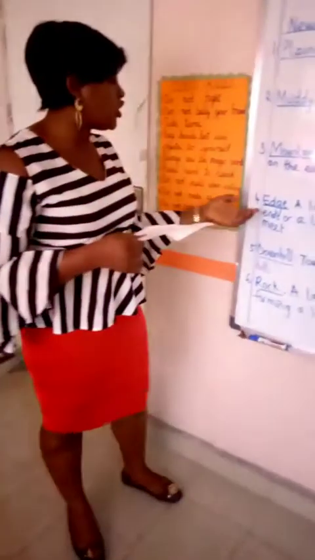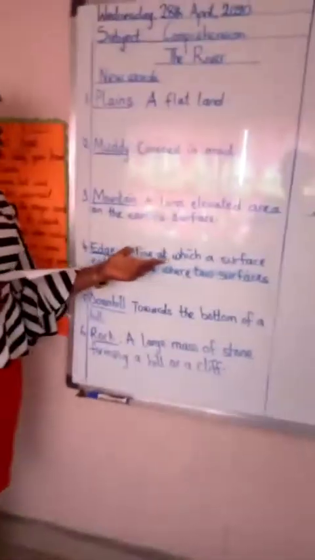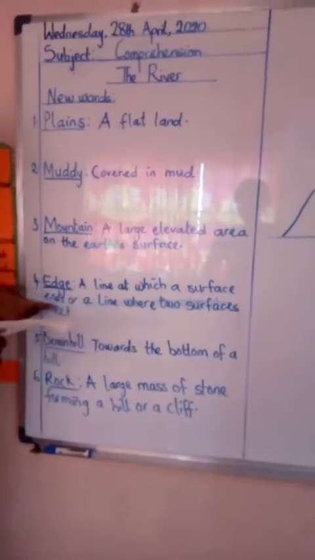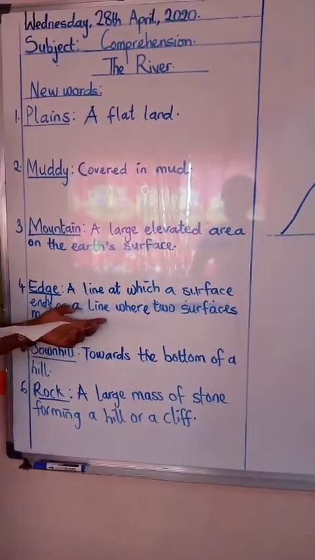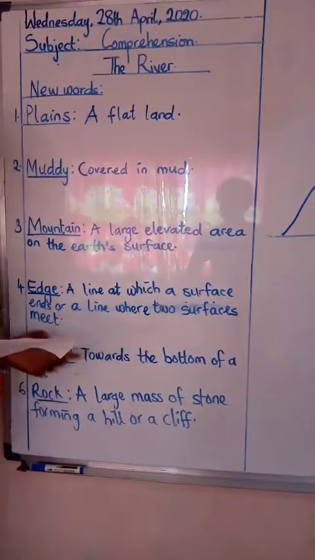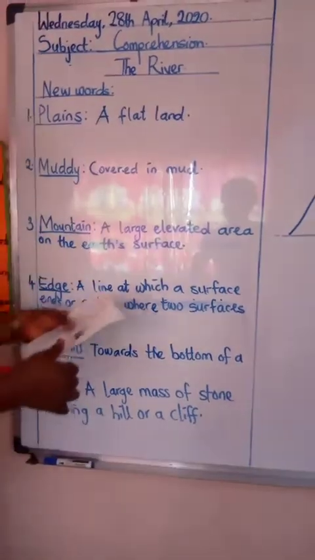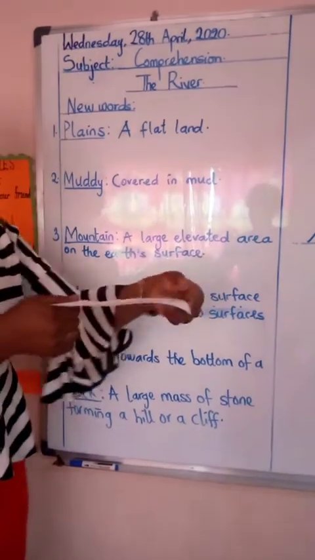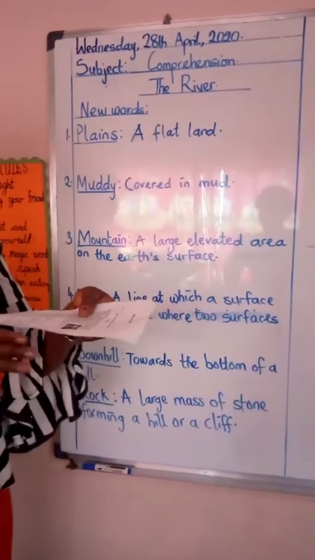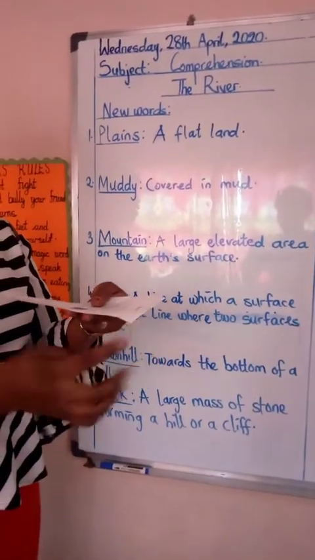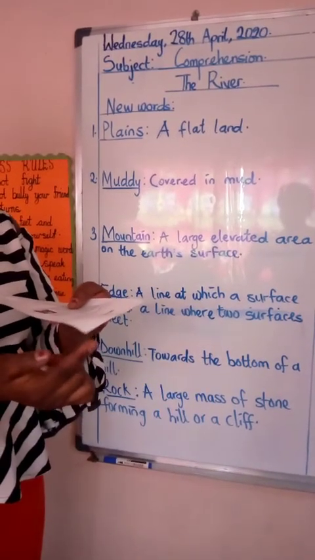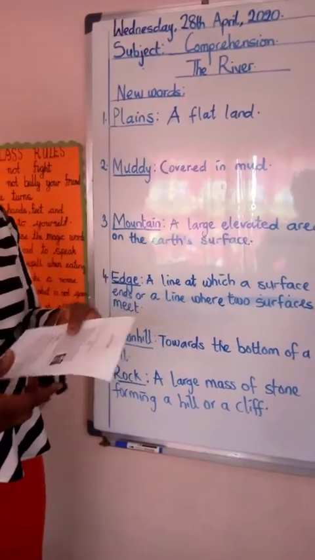So the word edge there means a line at which a surface ends or a line where two surfaces meet. For example, I have a paper with me. Now this part and this part, they met what? Here. So this is the edge, okay?